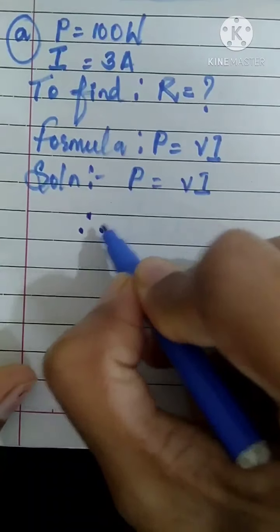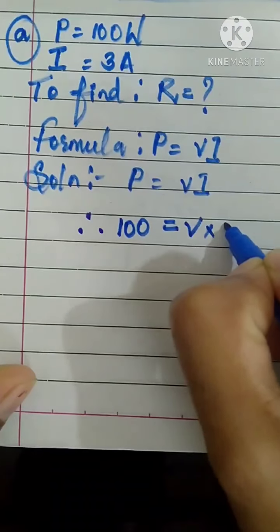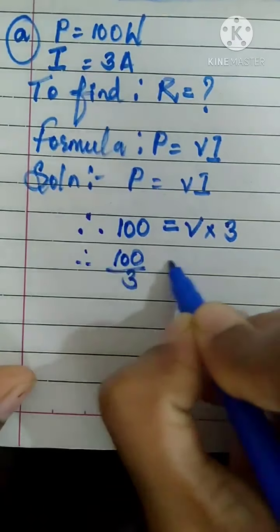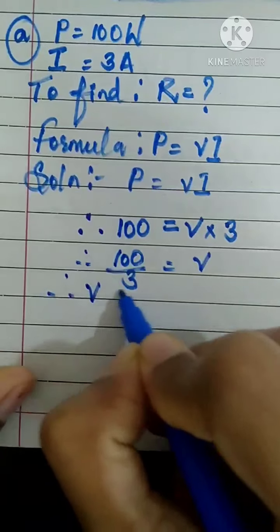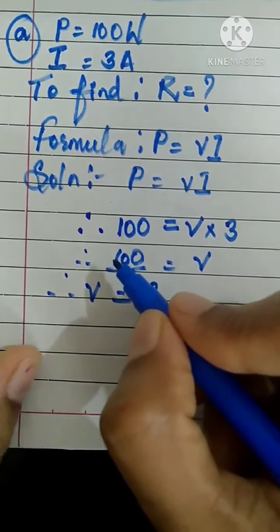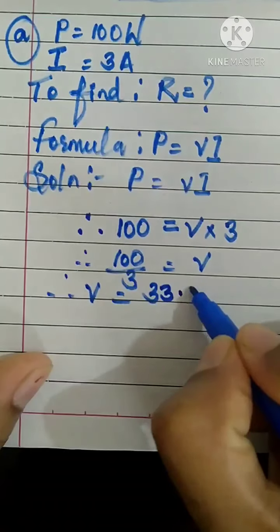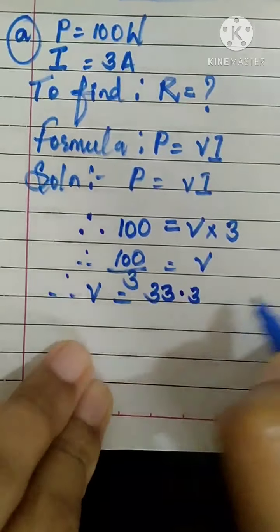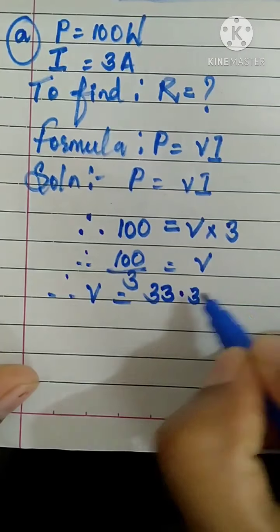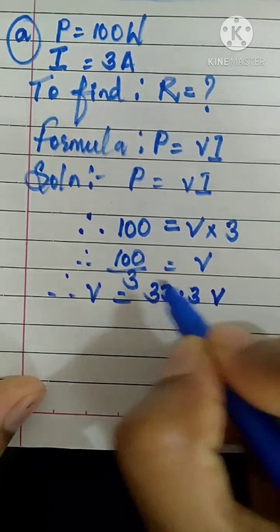So in place of P we have 100 equal to V, we don't know, and I is 3. Bring 3 to this side. Therefore 100 upon 3 is equal to V. Therefore V will be, divide 100 by 3. 3 3s are 9. Carry 1. 10 minus 9, 1. 0 down. Again 3 3s are 9. So 33.33, that recurring. Because it is less than 5, so we will consider only 33.3 volt. V is equal to 33.3 volt. Unit is also same. Understood? Now we got V.